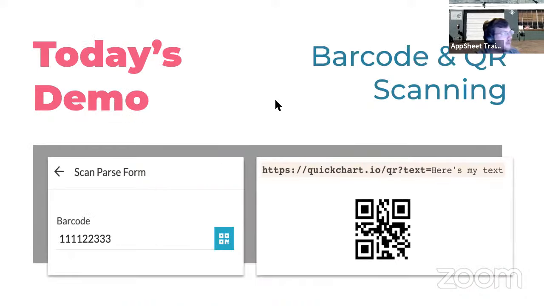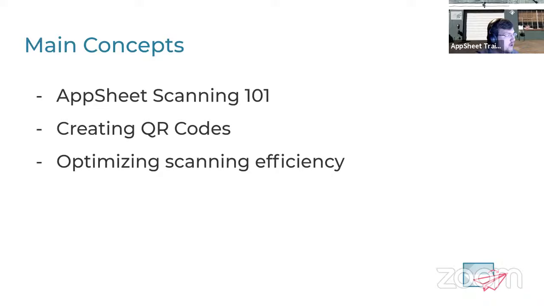And today's demo, this is the things we're going to be talking about. It's going to be barcode scanning and QR code scanning. This is going to be a lot of fun, guys. We're going to learn not only how to make AppSheet be able to do these things, but we're also going to learn how to create QR codes and how those functions work with AppSheet. So we're gonna strip it down, go all the way down to basics for the actual scanning portion of AppSheet, as well as creating custom QR codes for your specific needs. And then we're also going to make it as good as possible. We're going to make it super efficient for your business.